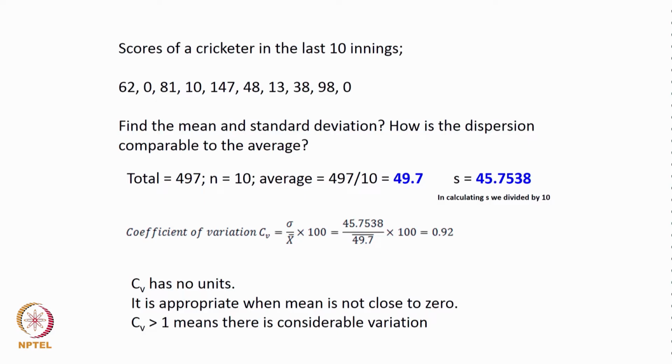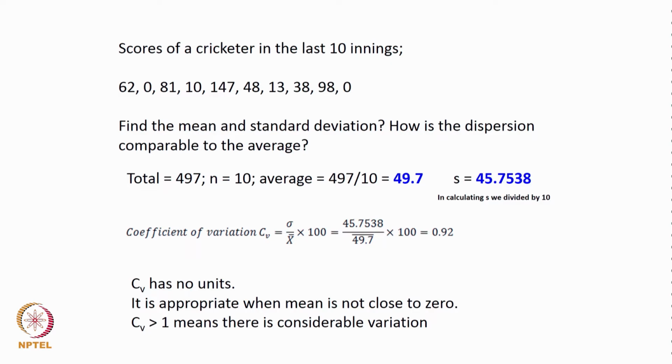We also compute a standard deviation of 45.7538, and in this case we have divided by 10. Now, the average is 49.7, the standard deviation is 45.7538. The question before us is, how is the dispersion comparable to the average?